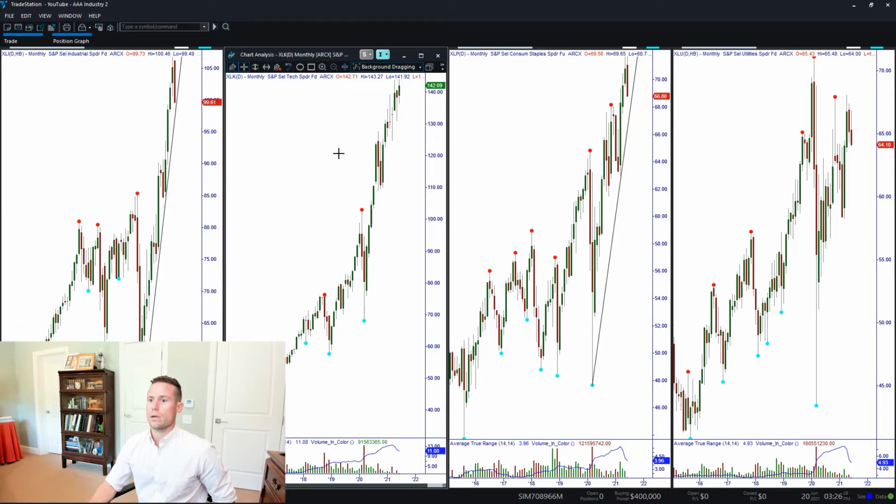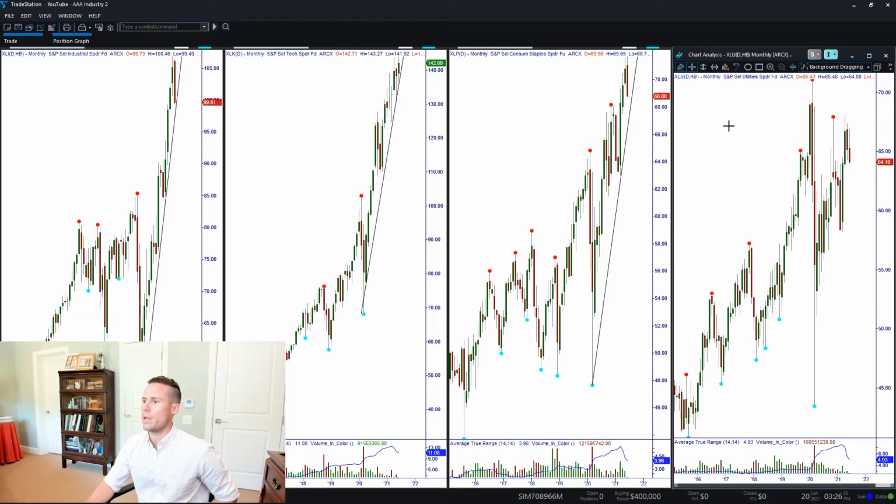industrials. XLK, which is technology. XLP, which is consumer staples. XLU, which is utilities. And once again, you'll see on XLI, XLK, I forgot to put the trendline there. Sorry, guys. XLK, also in an uptrend. XLP, uptrend, and then XLU had this massive drop and has still not made a higher high.